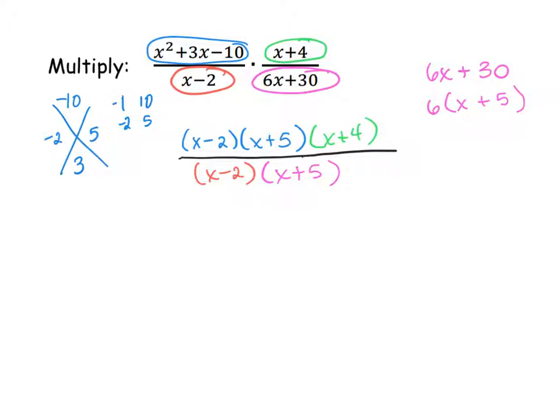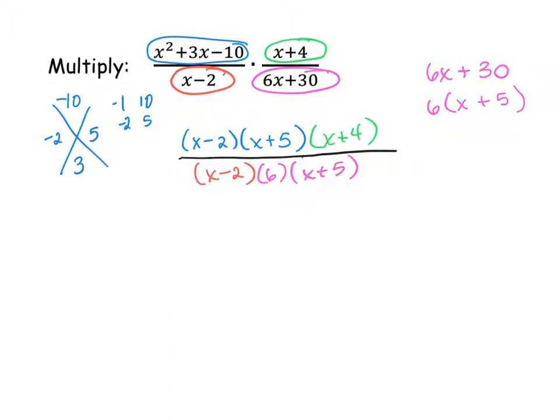No, I made a mistake. So let's come back here. I didn't write the whole 6 times x plus 5, so this right here should be, that didn't quite look right. 6, wow, messy 6. 6 times x plus 5.